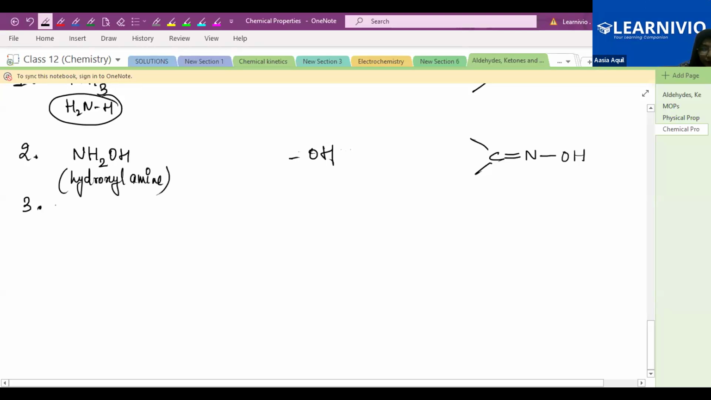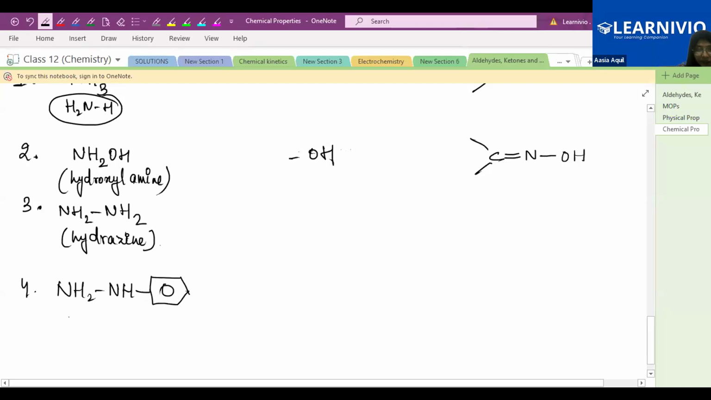Next is when the reagent is hydrazine, NH2 NH2. You have to write down the Z group and the product. Just quickly write it down. The fourth one, if I give you NH2 NH and this phenyl group, what is this? This is phenylhydrazine.